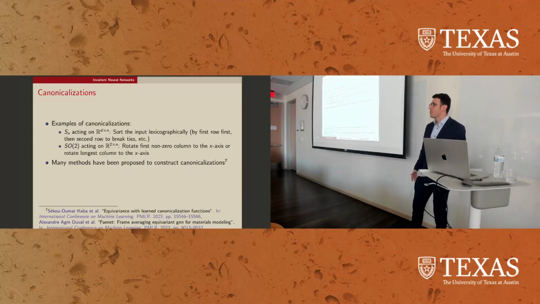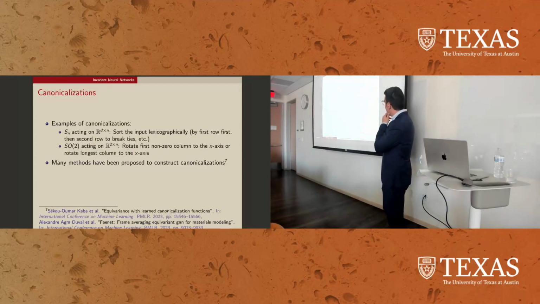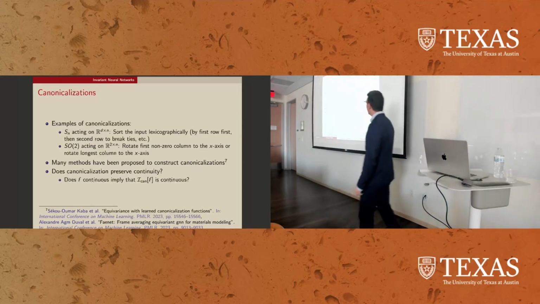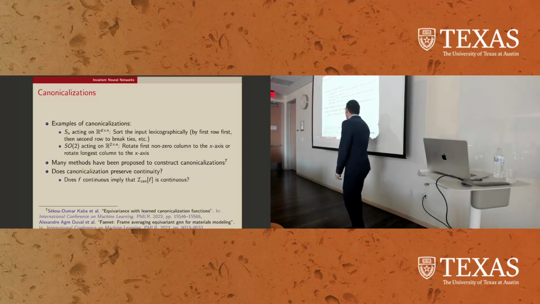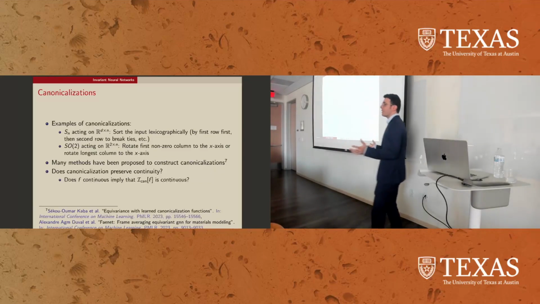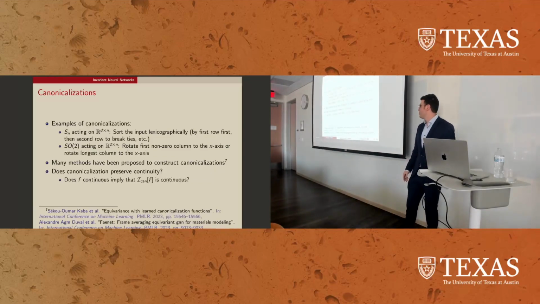Will you need to assume some regularity of the canonicalization, like continuity or something? That's exactly what we're getting at, right? So the issue with canonicalizations is that, as we'll see, they don't preserve continuity. Even if the underlying neural network function is continuous, the canonicalized function typically is not going to be continuous. And exactly, we want to understand when you can have a continuous canonicalization.